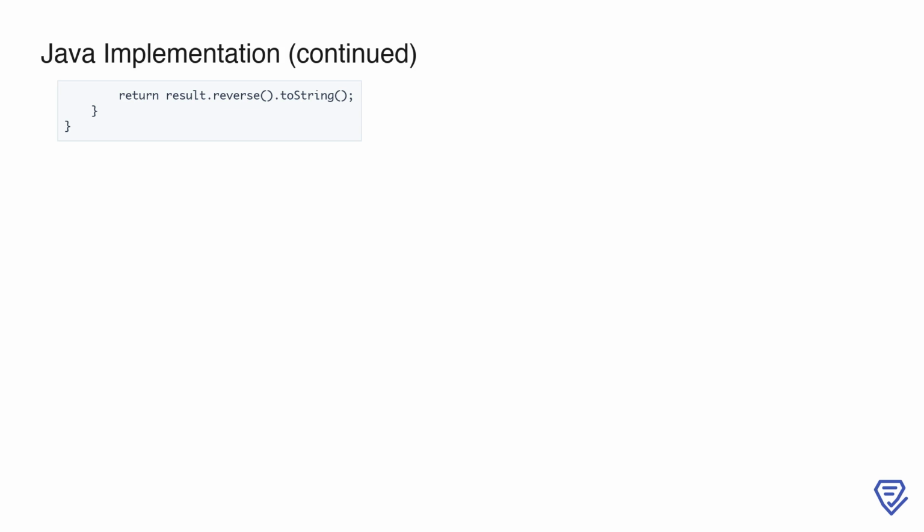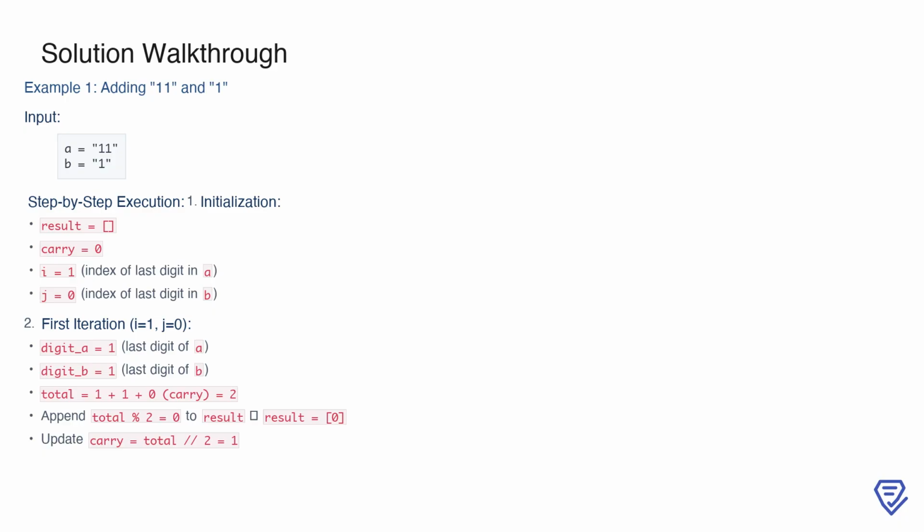This reversed string is our final binary result, which we return from the method. With this implementation, we can efficiently add two binary strings, accounting for all edge cases like different lengths and carry propagation.